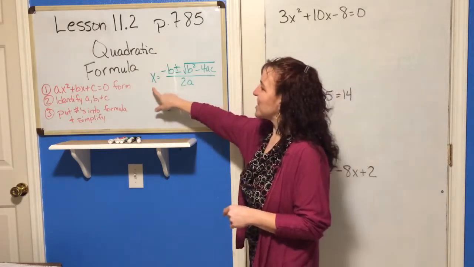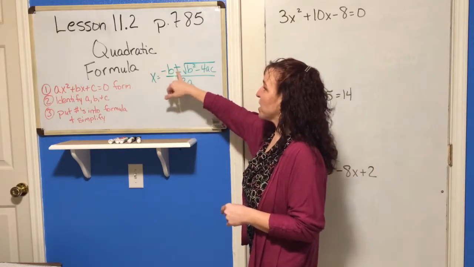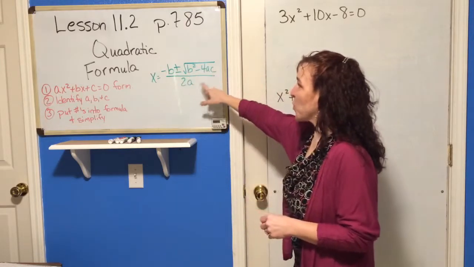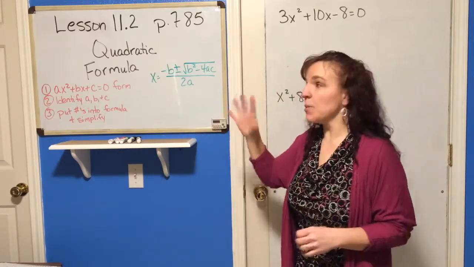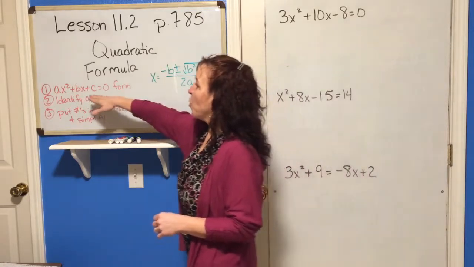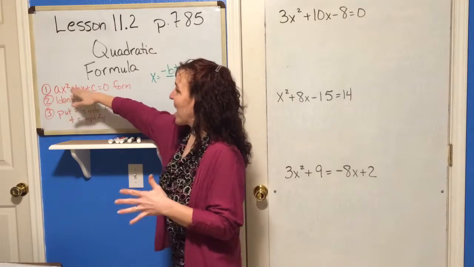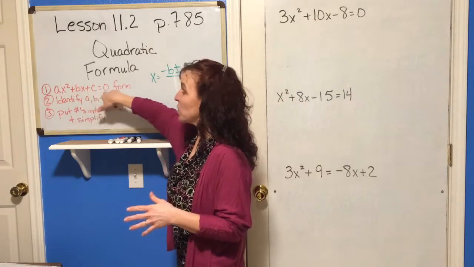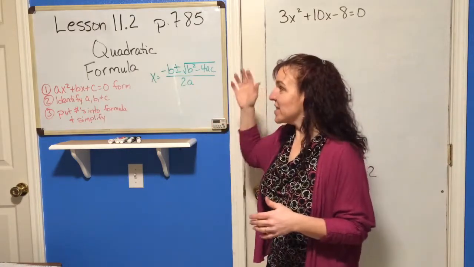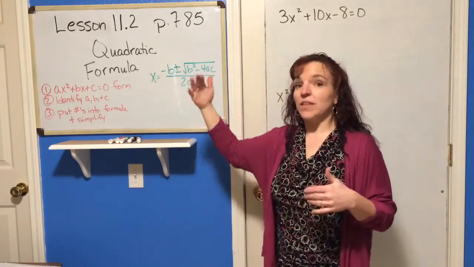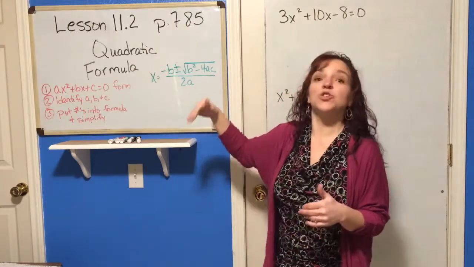So the formula is x equals negative b plus or minus the square root of b squared minus 4ac, all divided by 2a. Now the a, b, and c come from putting your equation in the format ax squared plus bx plus c equals 0. That's where the a, b, and c come from. The a is the coefficient of the x squared term, the b is the coefficient of the x term, and the c is your constant term.